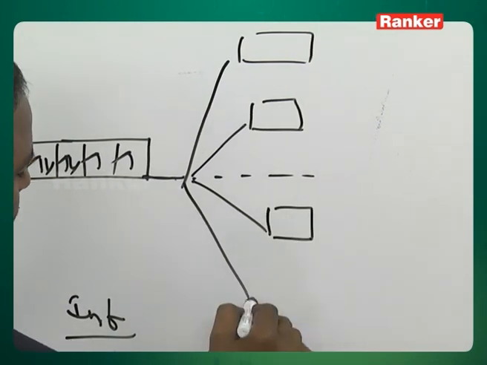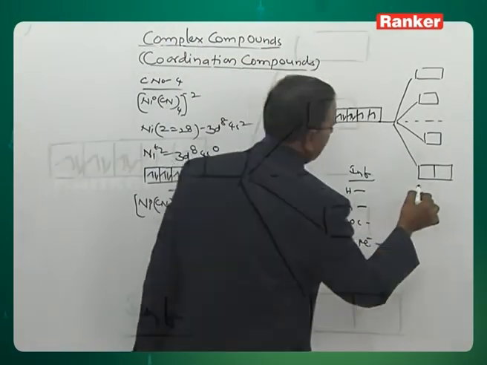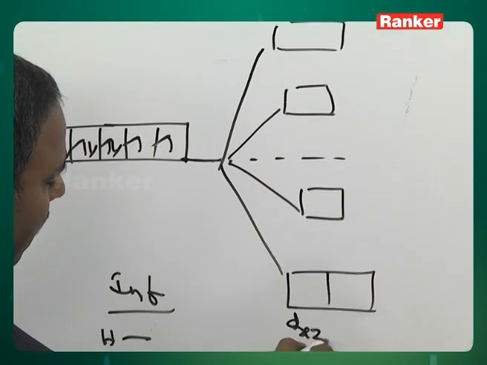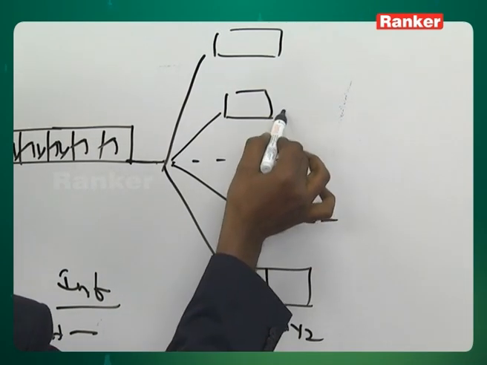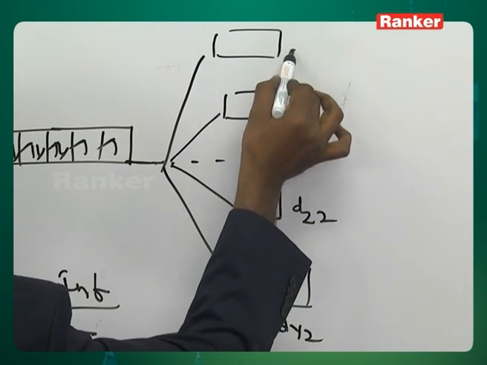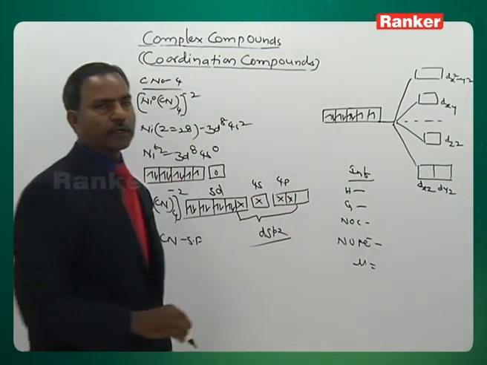This is dz square. Remaining 2 orbitals with this one. Now this one will be dxz, dyz. This is dz square. This is dxy. This is dx square minus y square. 8 electrons are there now.